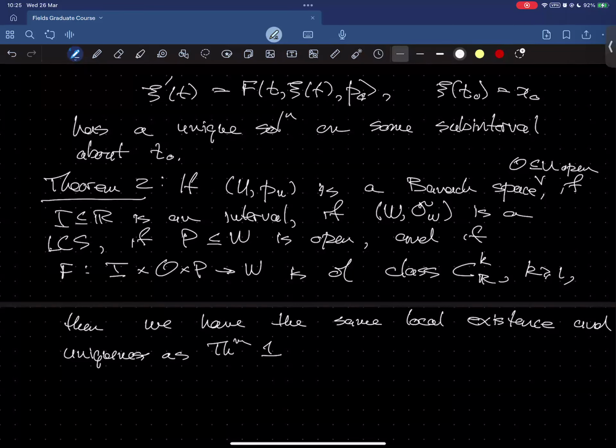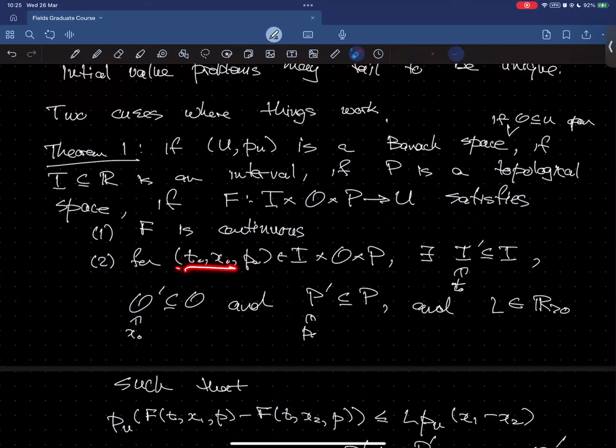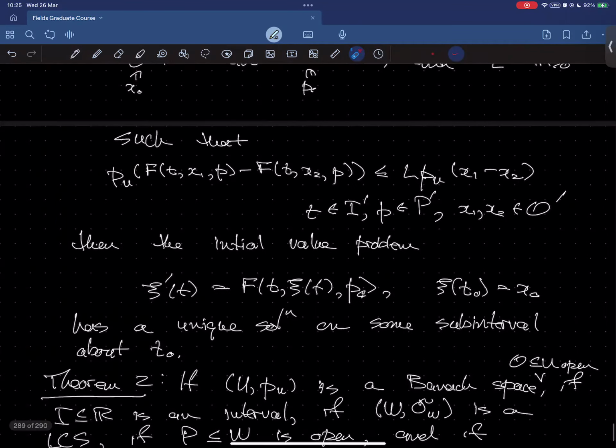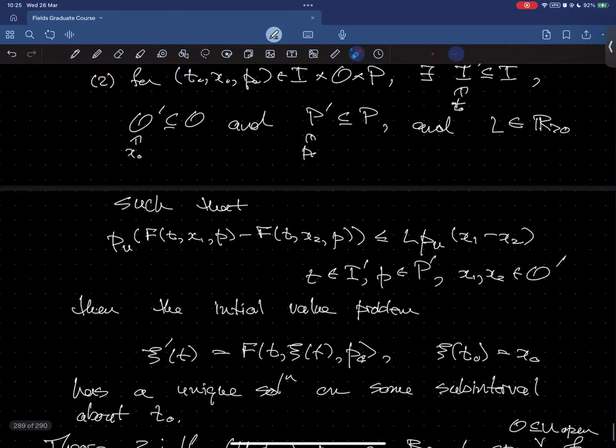Okay, so to be a little bit more clear, that means exactly this. For every t naught, x naught, and p naught, there's a subinterval, an open neighborhood of x naught, an open neighborhood of p naught, so that for every t naught, x naught, and p naught, there's a unique solution of this initial value problem. Okay, that's the existence and uniqueness conclusion. All right.